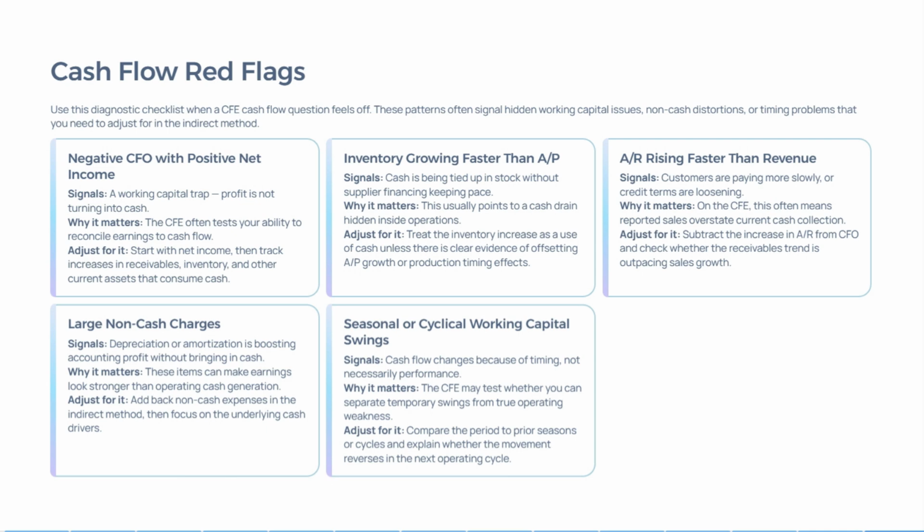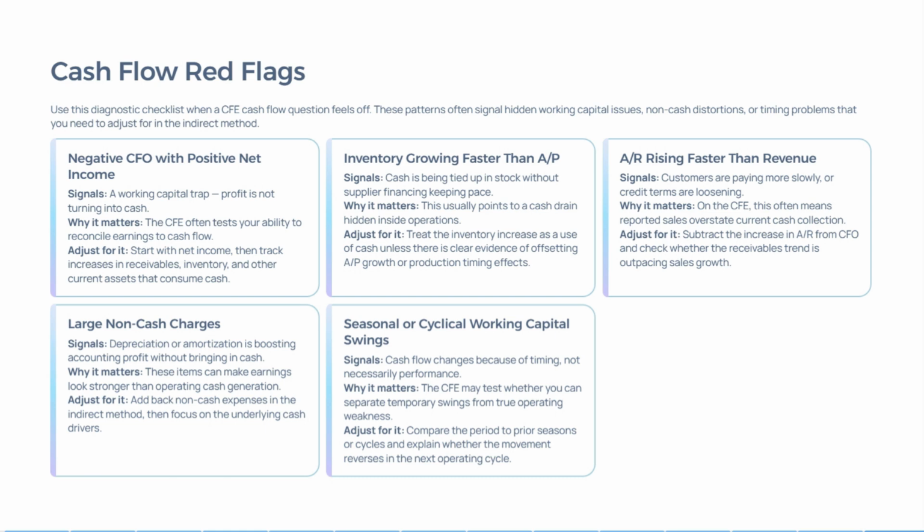When studying, here are some cash flow red flags. Use this diagnostic checklist when a CFE cash flow question feels off. These patterns signal hidden working capital issues or timing problems that you need to adjust for. Negative CFO with positive net income. This signals a working capital trap where profit is not turning into cash.